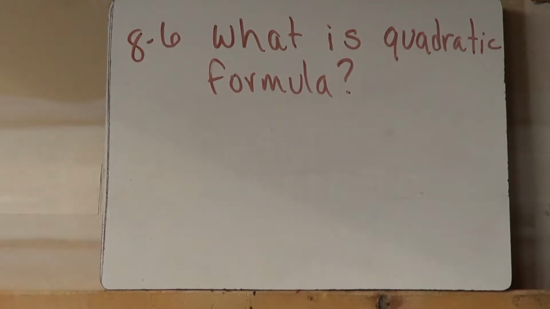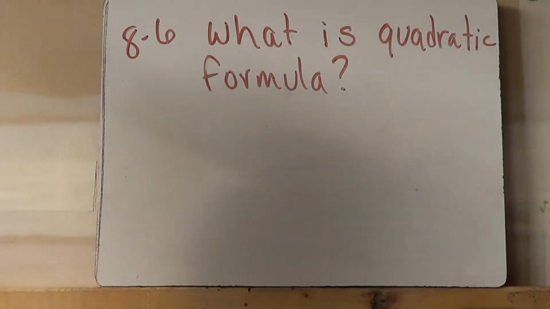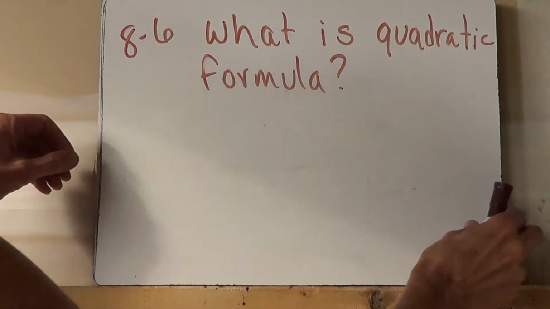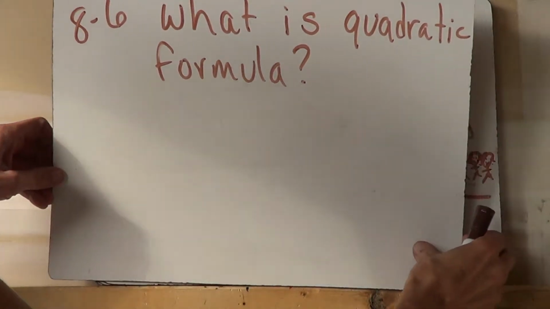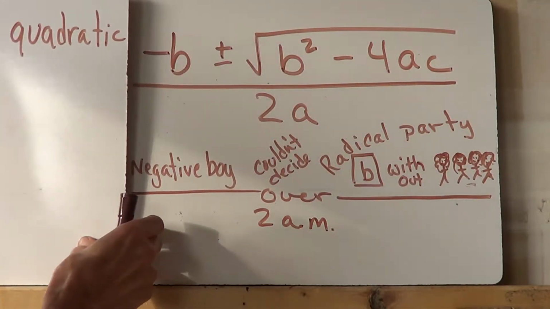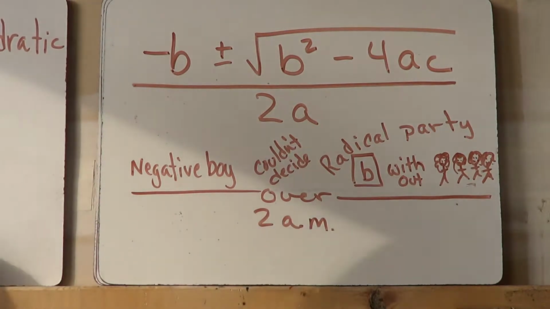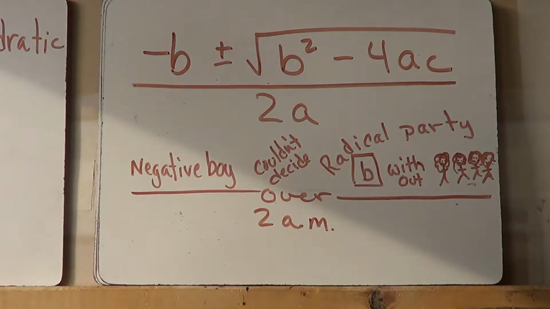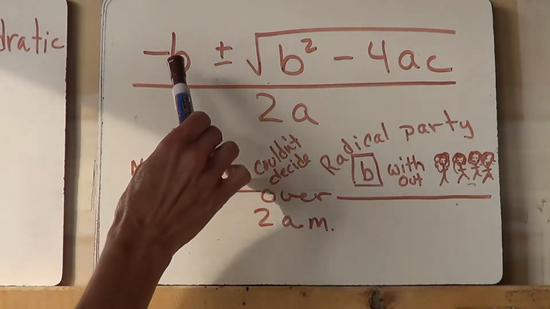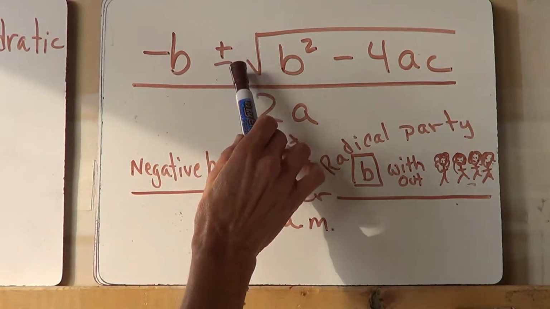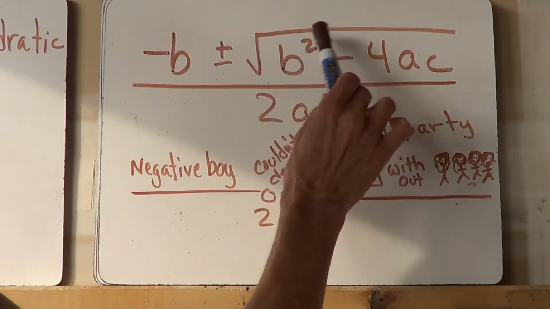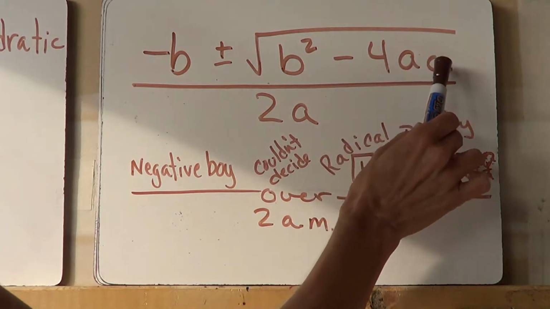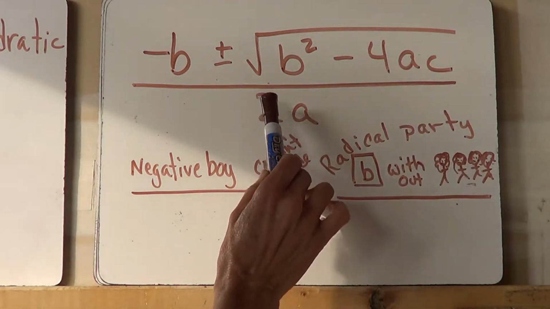Welcome, this is 8.6. What is the quadratic formula? I'll show you a way that students have taught me that they remember it. This isn't my own at all, but the quadratic formula is negative b plus or minus the square root of b squared minus 4ac, all over 2a.